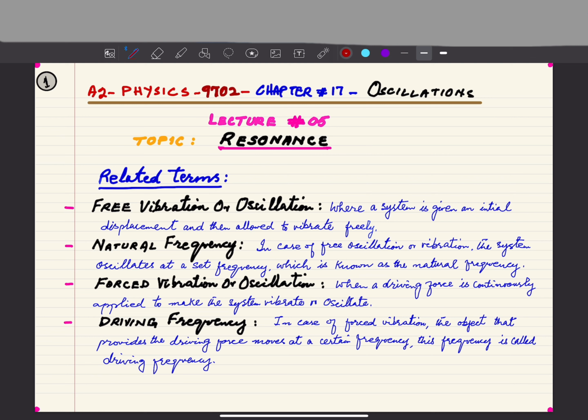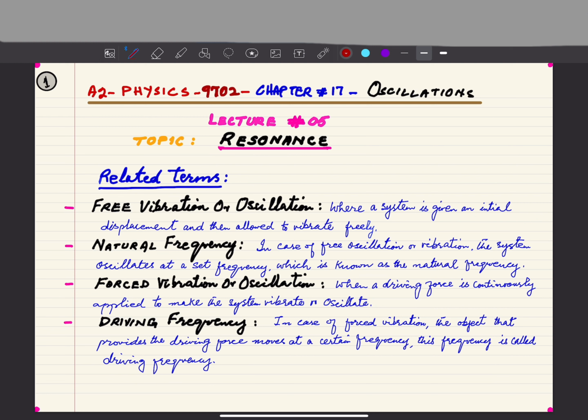This is chapter 17, and the chapter name is oscillation, and here we are going to discuss resonance. Whenever you talk about oscillation, of course there are a number of terms you have to learn, and I have written a few of these terms which are related to this topic, which is resonance.